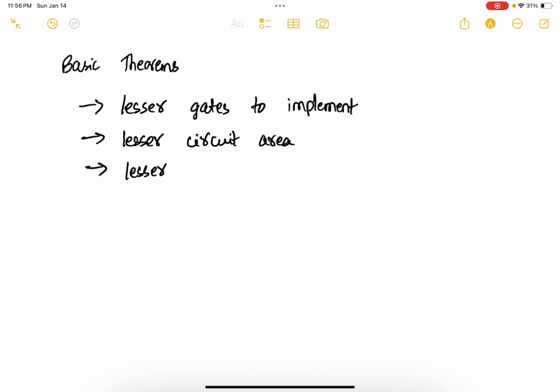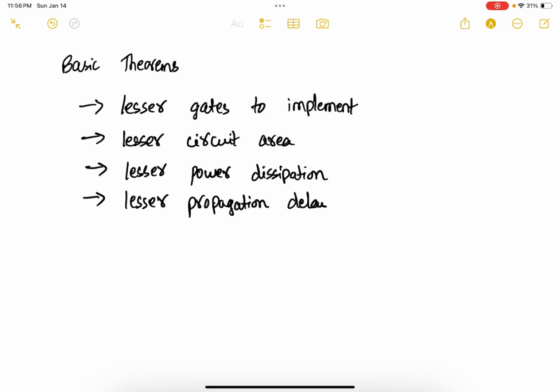If a circuit occupies lesser area, and has lesser number of gates, then you have lesser power dissipation. And lesser number of gates leads to lesser propagation delay. Which means that the inputs can be processed much quicker to produce an output. So let's see what the basic theorems are.